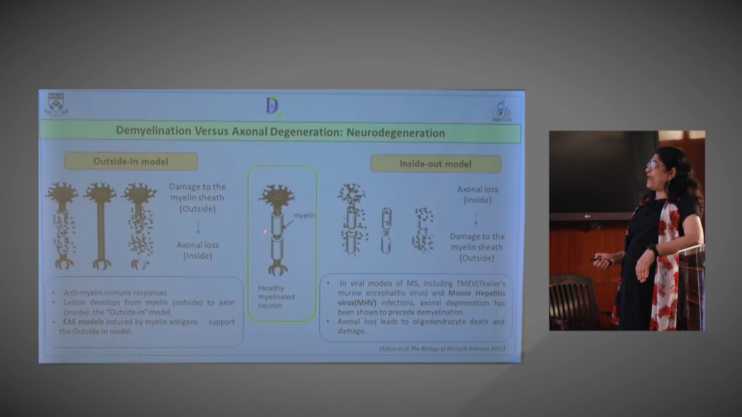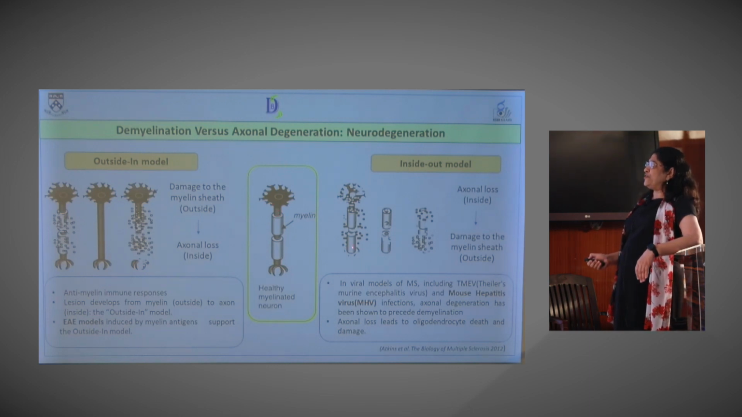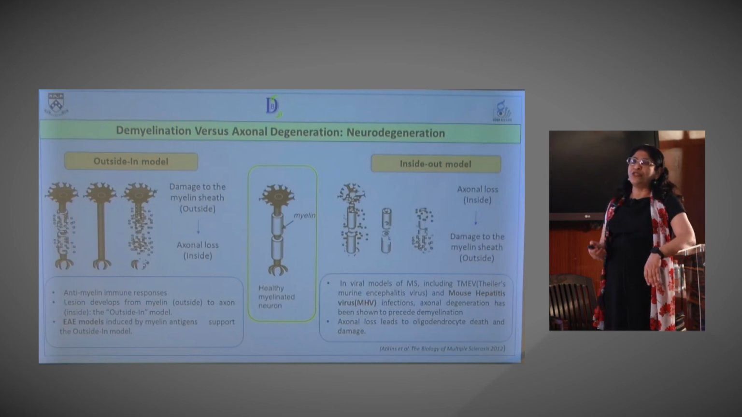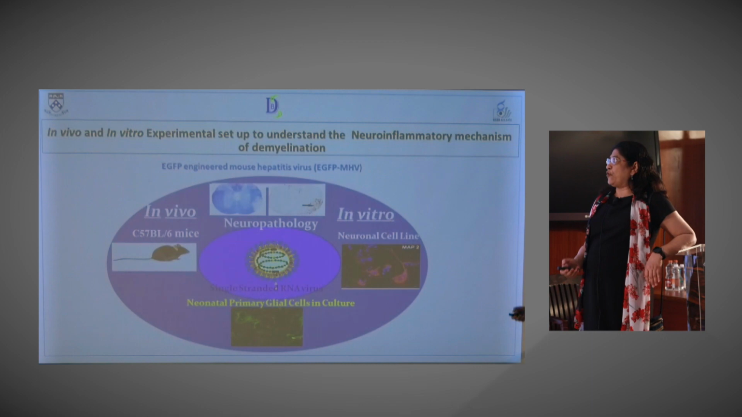Whereas with intact myelin, if the virus propagates through the axon, the axon degenerates, and if the axoplasm is lost or damaged, then the myelin sheath doesn't know how to wrap around. That time it is called an inside-out model. In TMEV and mouse hepatitis virus infection, axonal degeneration is shown to be an inside-out model, which I will be talking about throughout my talk today.